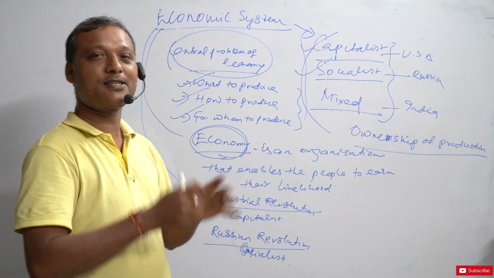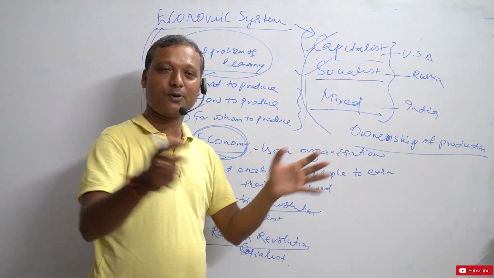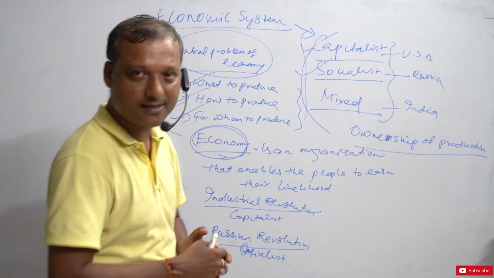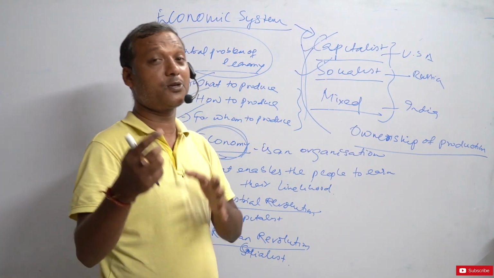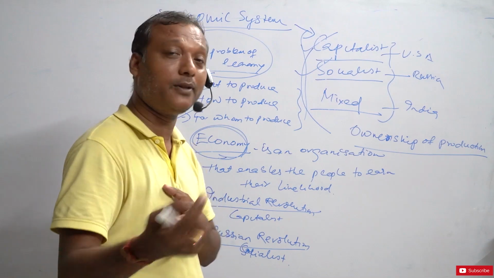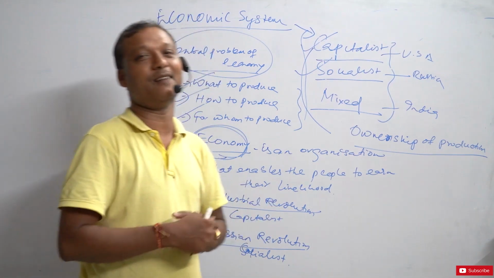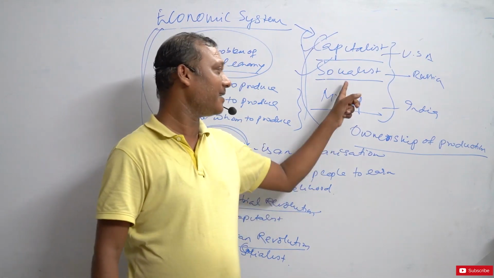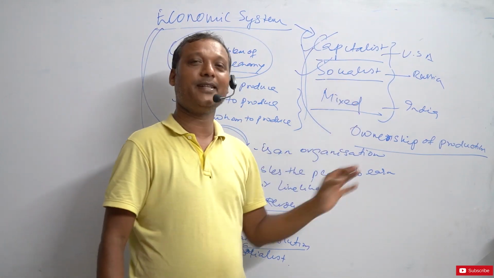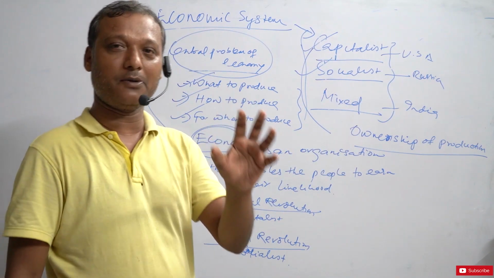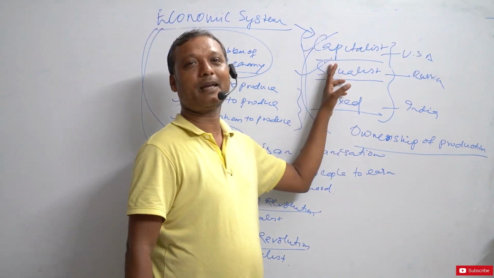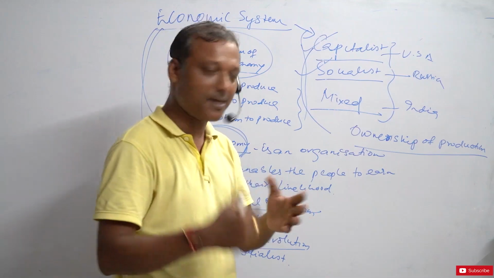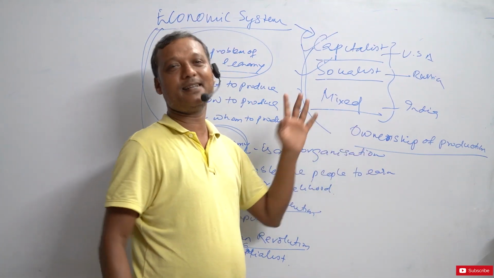It means in some economic systems, the resources are owned by the government. In some economic systems, the resources are owned by private individuals. And in some economic systems, the resources are owned by both private individuals and the government. So accordingly, when the resources are owned by the government, it is an example of a socialist economy. When the resources are owned by private individuals, it is a case of a capitalist economy. And when the resources are owned by both government and private individuals, it is a case of a mixed economy.